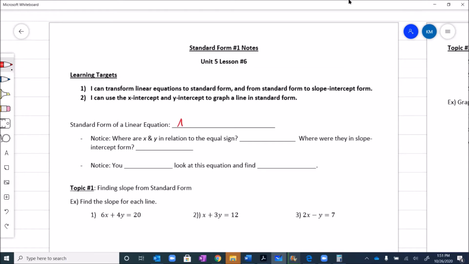It is ax plus by equals c. Okay, notice where x and y are in relation to the equal sign. They're on the same side. Okay, where were they in slope-intercept form? Well, they're on different sides. Okay, y was alone.